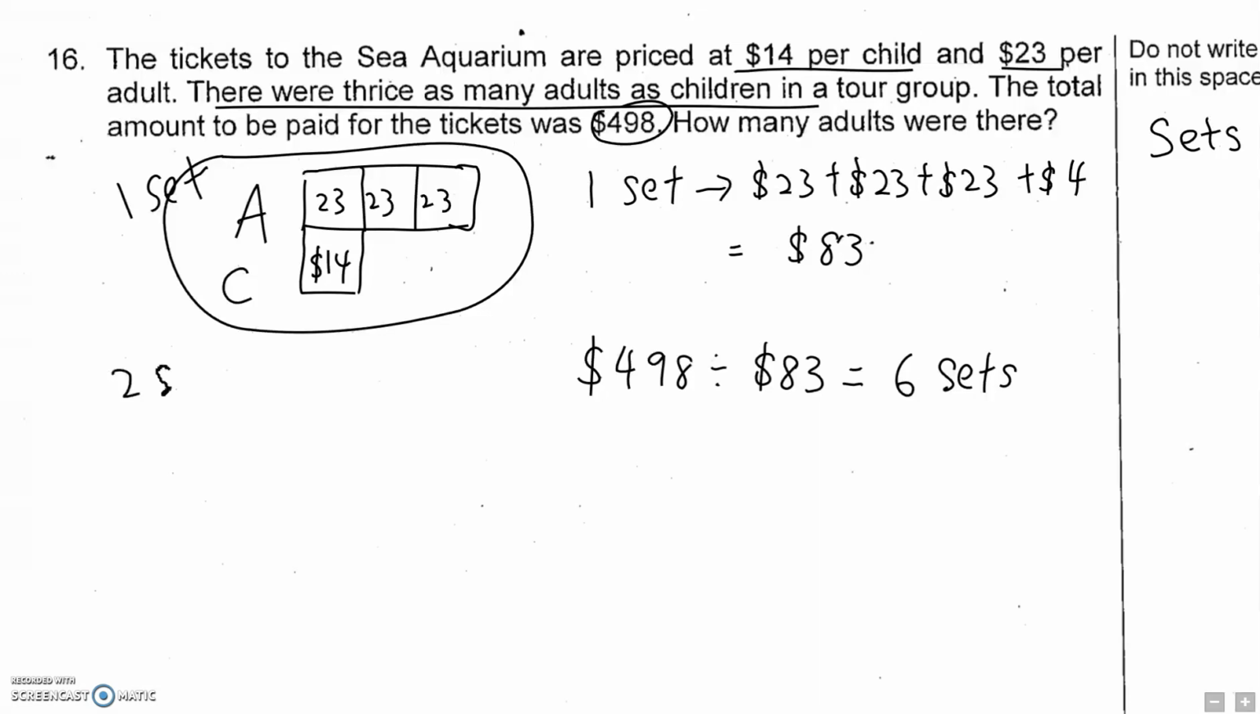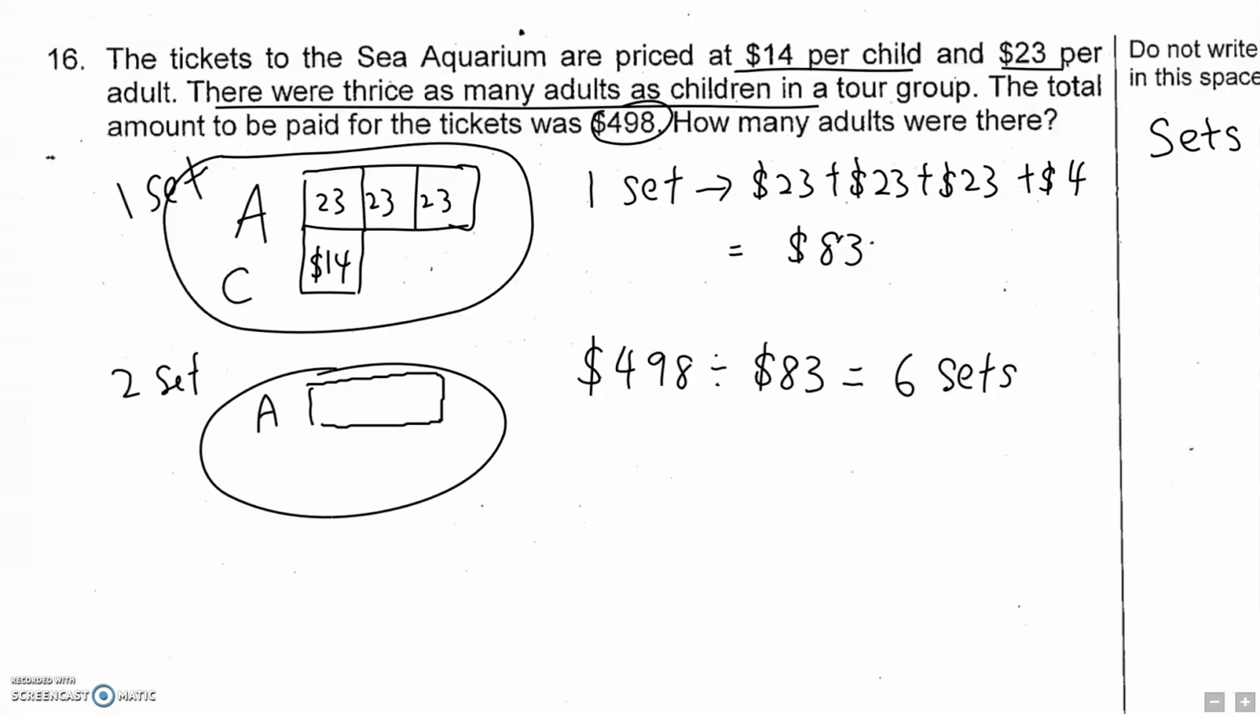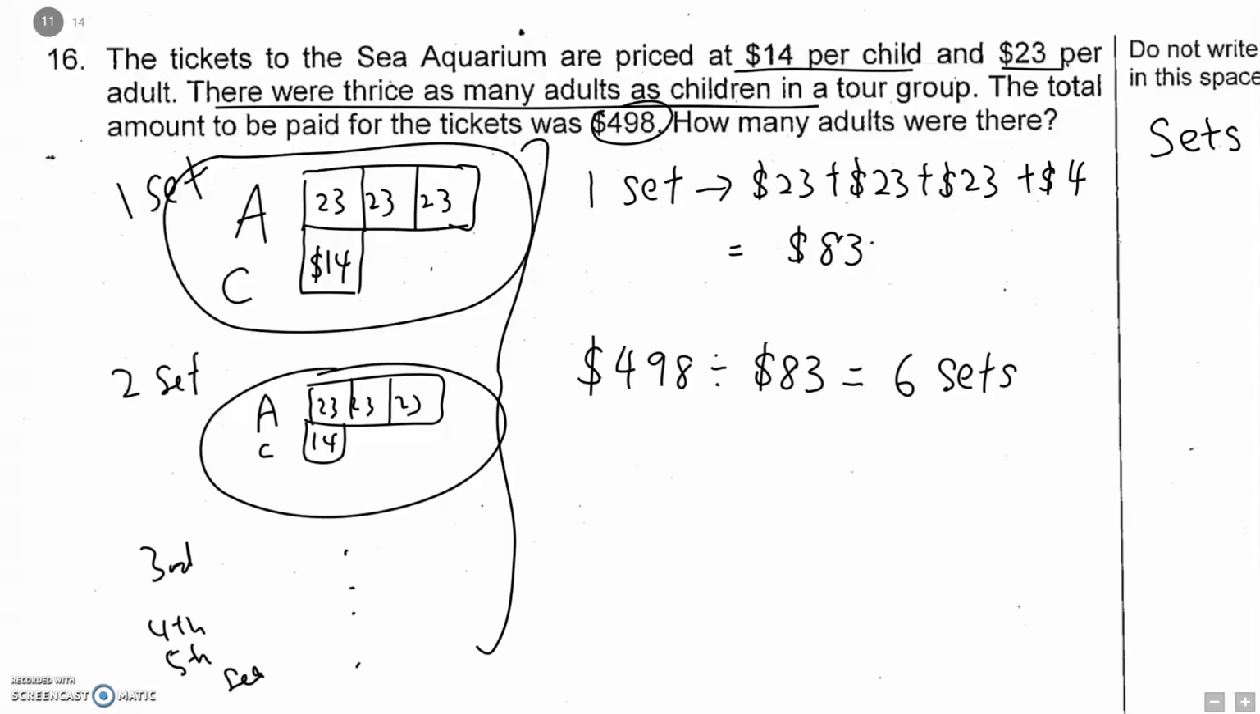That means we will have the second set, which is also made up of 3 adults, because since there are 3 adults, 23, 23, 23, and a child that is $14. There's also going to be a third set, there's going to be a fourth set, there's going to be a fifth set, and there's going to be a sixth set, which I'm not going to draw. But the total will give rise to $498. Okay, so looking at this picture, you know that there are altogether 6 sets.